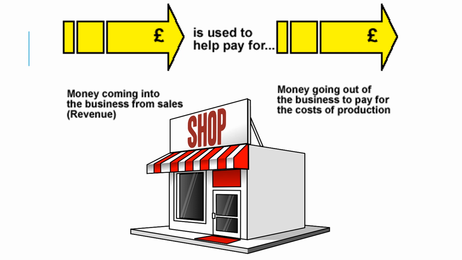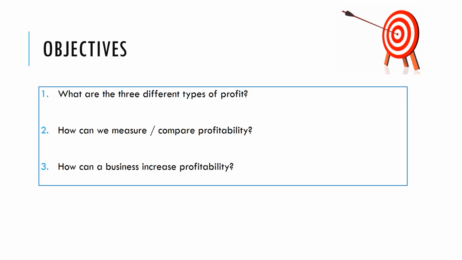Previously we've been looking at the finances of a business and we established that profit is the difference between money coming into a business and the money going out of a business. We're going to look at profit in a bit more detail today. We're going to answer these three questions.